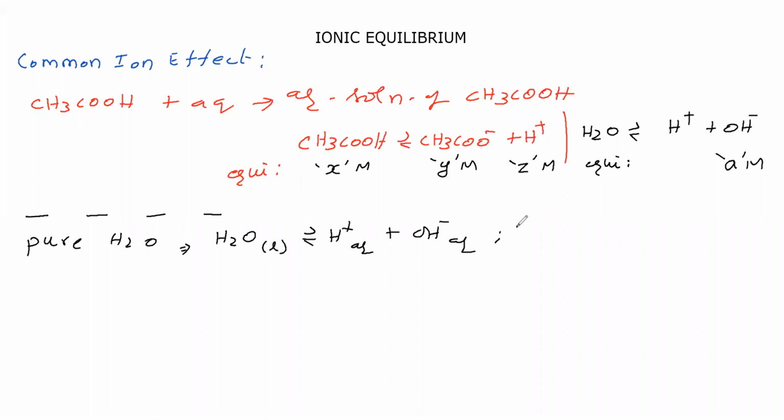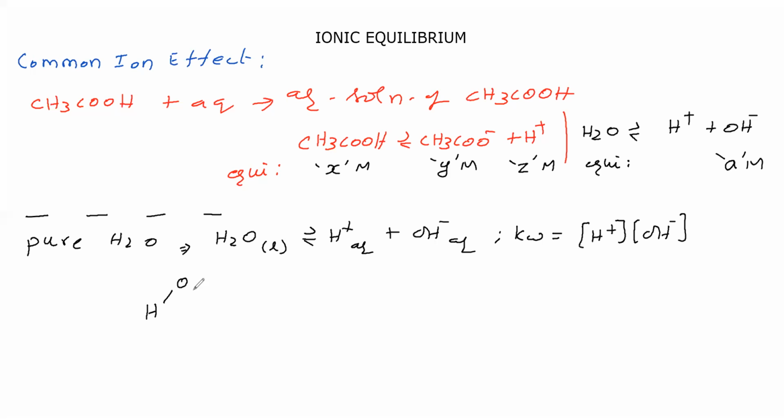Now, Kw, the ionic product of water, is equal to the concentration of H plus into the concentration of OH minus. Now, how will the concentrations of H plus and OH minus be in pure water? Will they be the same or different? For that, if we know how H plus and OH minus are produced, then we can say.